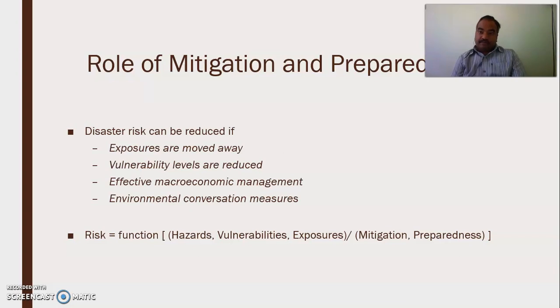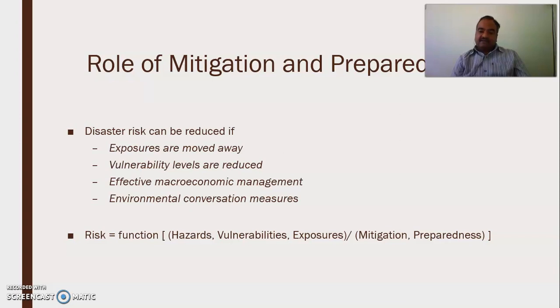Effective macroeconomic management. This is the most important thing. The country must have abundant resources. The employability of the people must be very high, which means that more money must be flowing in the country: high GDP, high employment level, high literacy levels. So, effective macroeconomic management. Then only can risk be reduced. And environmental conservation measures. Actually, it should be conservation measures; it's a little mistake there.